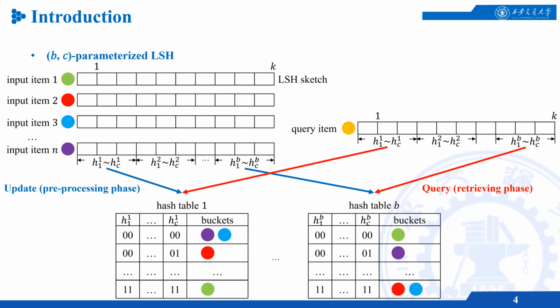Then, it stores the input items into hash tables according to their sketches. During the retrieving phase, for the query item, it implements the same hash operations to probe the hash tables and obtain candidate items that are stored in the same bucket as the query item. Then, it performs exact similarity computations among all candidate items to detect similar items.